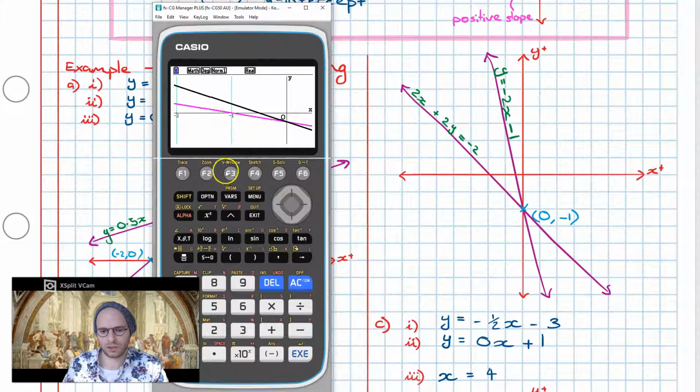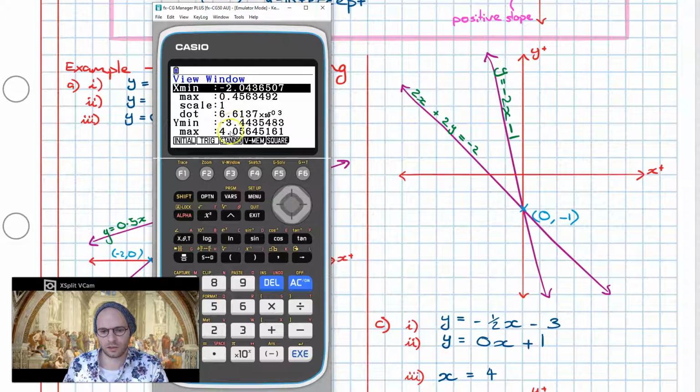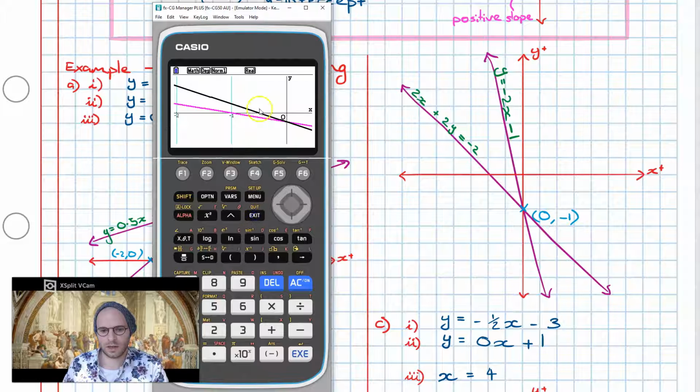There are ways in which you can automatically set up the window, so you go through these settings, but for now I'll just keep it simple and use the zoom functions. Basically, you won't use V-window unless you explicitly know where you're supposed to be looking, or whether you've got a very proficient understanding of how the curves are going to behave.